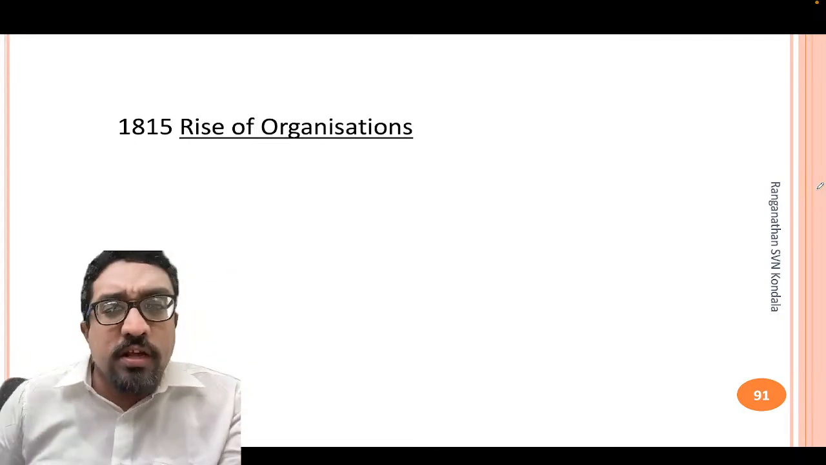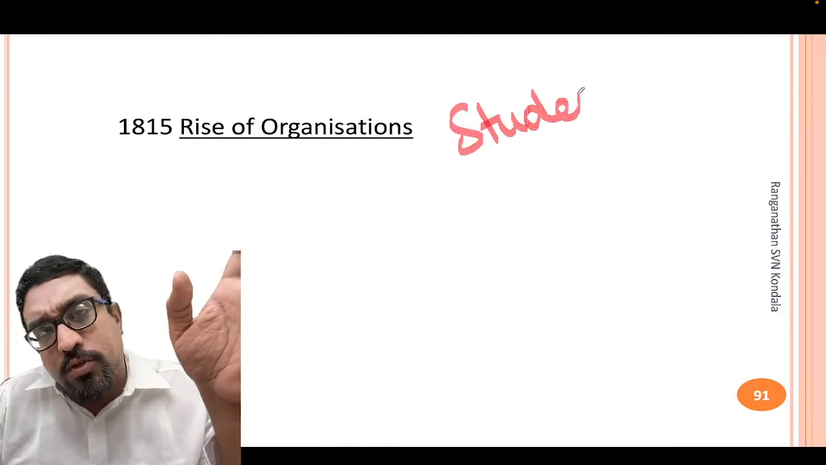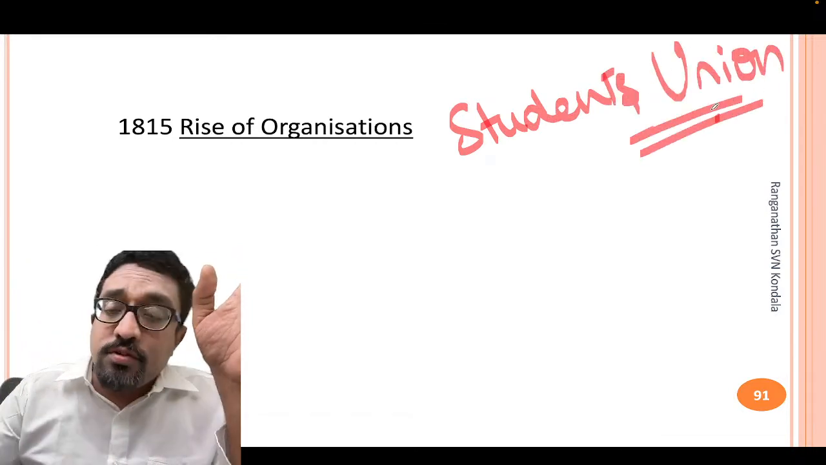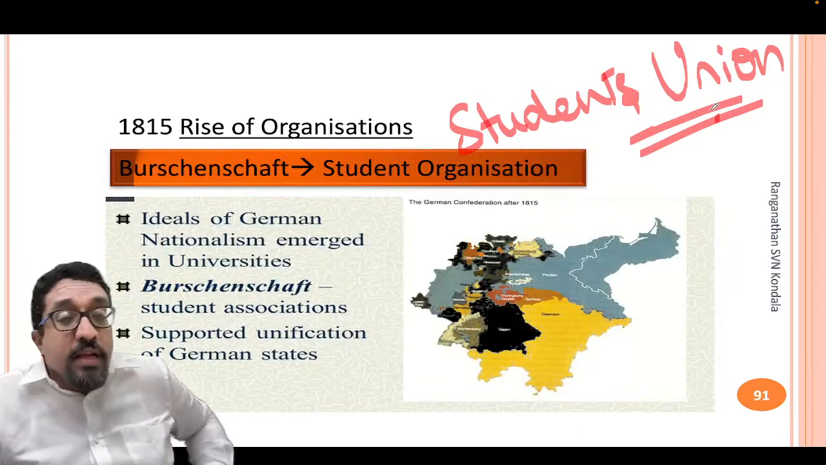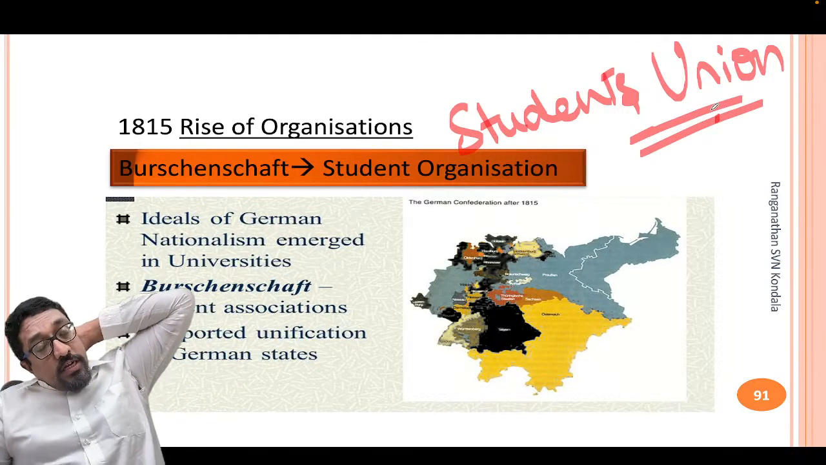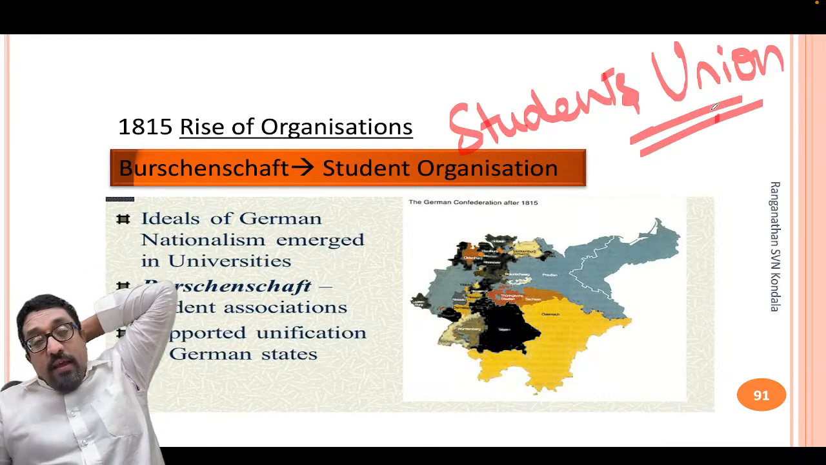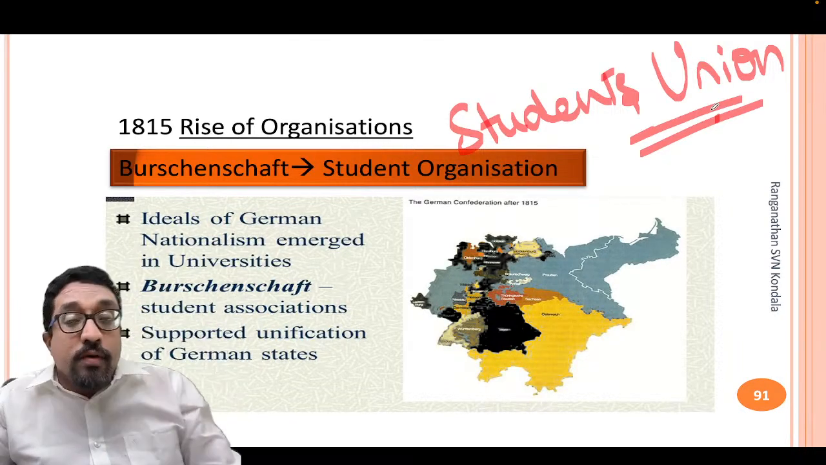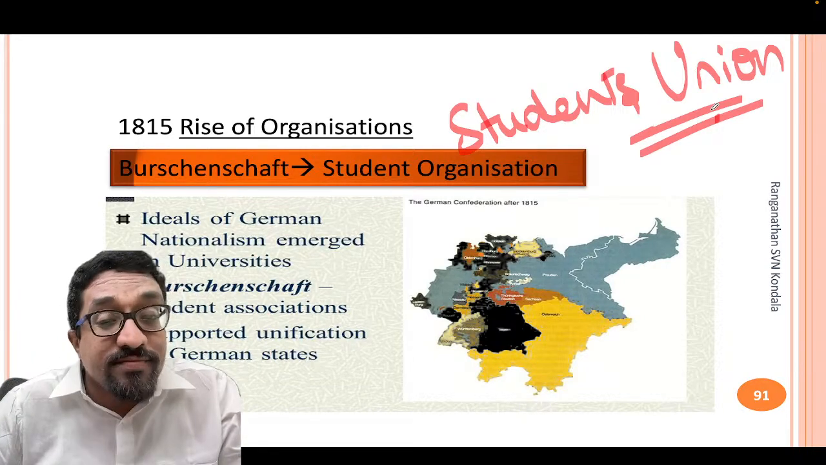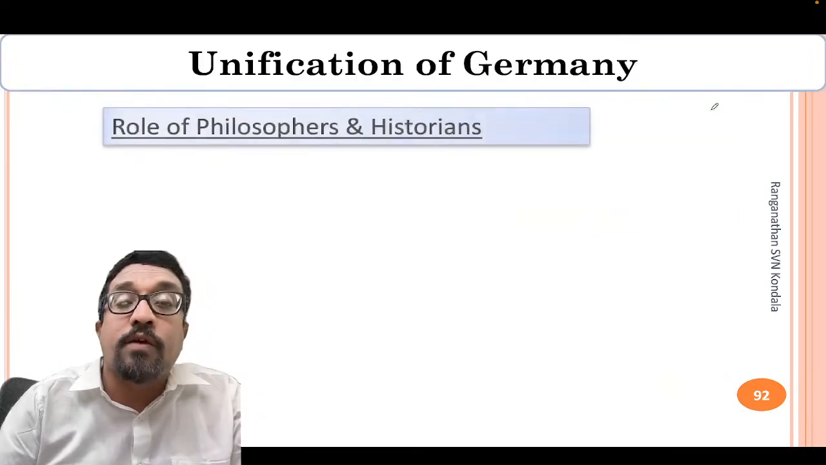Something very similar was in Germany. Here it was a students association, a university students association called Burschenschaft. In Italian unification it was coal workers, but in German unification it is university students. They started developing the idea of German nationalism in universities. Burschenschaft means students association. It supported the unification of German speaking countries under one flag.